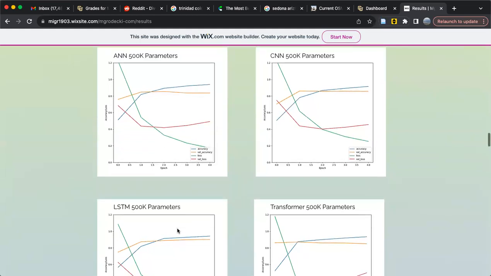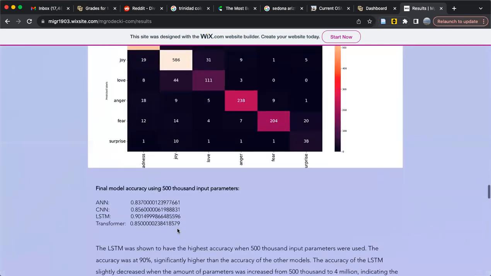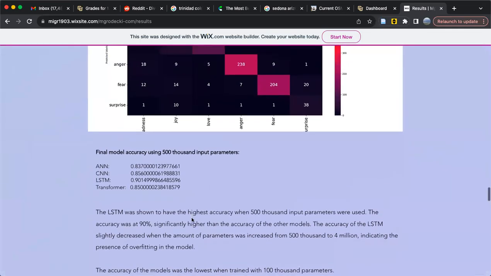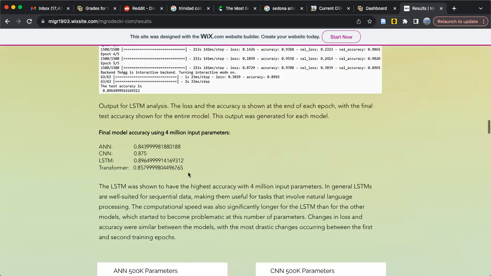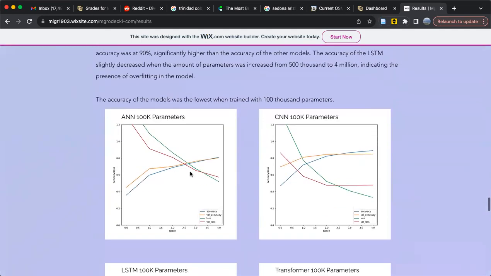Then at 500,000 parameters, these charts looked more or less the same. And the LSTM was still shown to have the highest accuracy. In fact, the accuracy was a couple percent higher than for the other models. The other models pretty much have the same accuracy with this. So probably if you were using this amount of input parameters and time was not of much concern, then both at 4 million and 500,000 input parameters, the LSTM would have been the most efficient network.